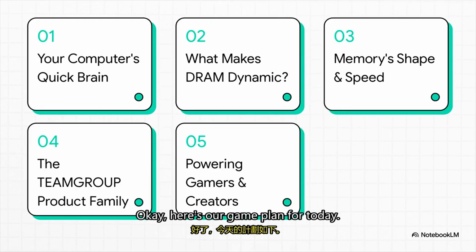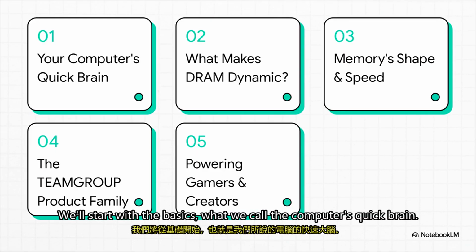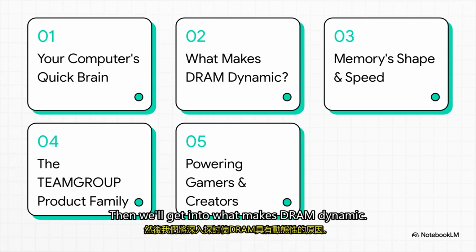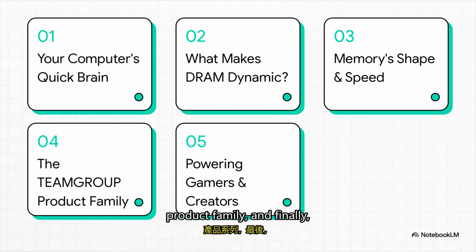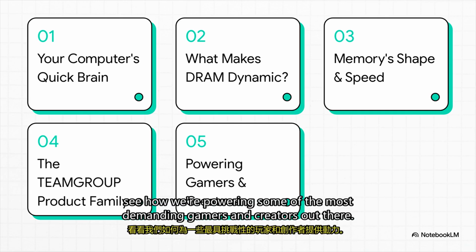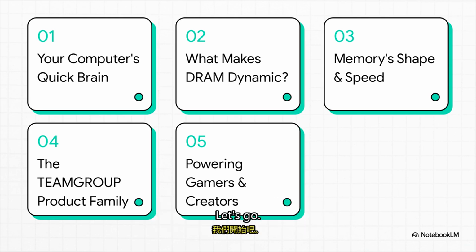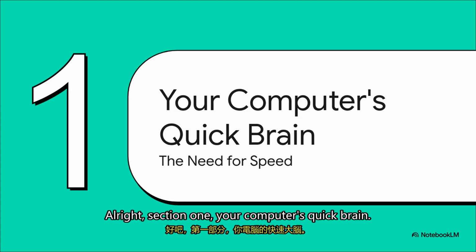Okay, here's our game plan for today. We'll start with the basics, what we call the computer's quick brain. Then we'll get into what makes DRAM dynamic. We'll look at its shape and speed, then dive into our own Team Group product family, and finally, see how we're powering some of the most demanding gamers and creators out there. Sound good? Let's go.